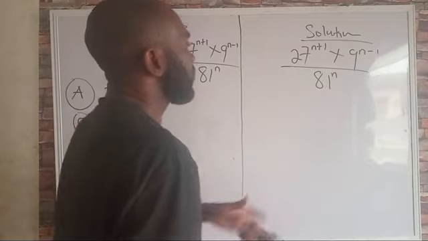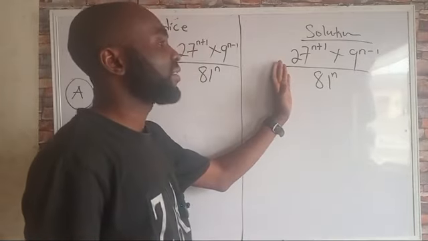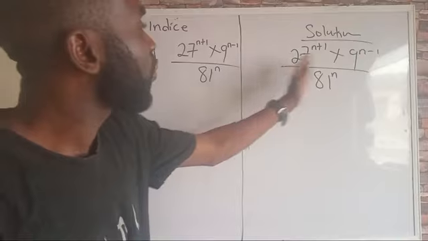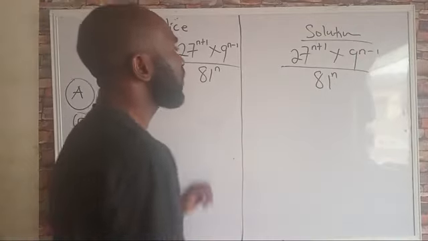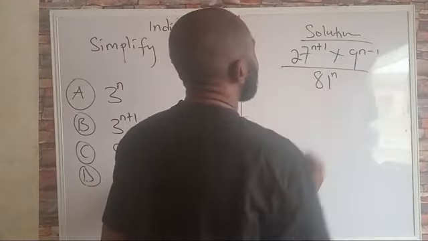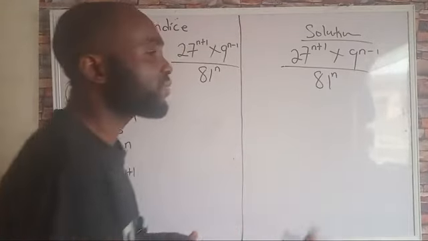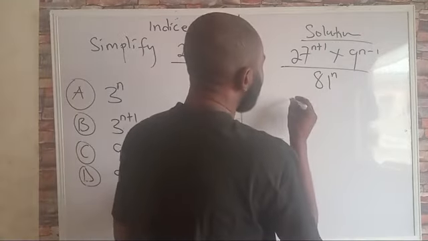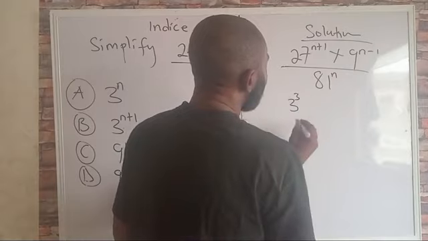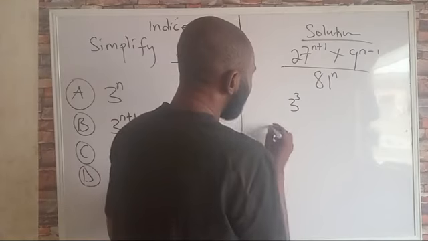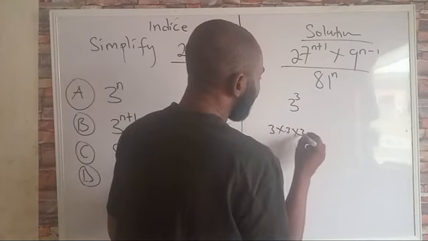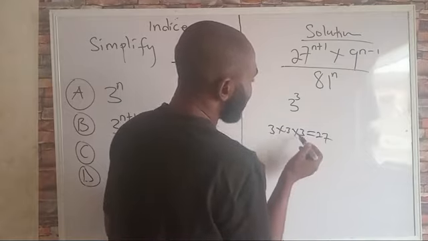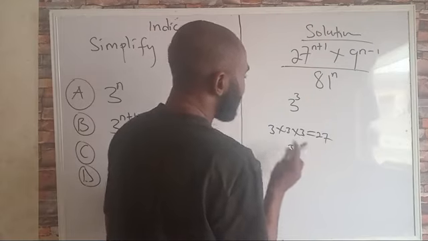Before you solve this kind of initial question, you also think of a common base of all those numbers you have here. Between 27, 9 and 81, the common base that will give you the same answer is 3, because 3 raised to the power of 3 is the same thing as 27, since 3 times 3 times 3 is 27.